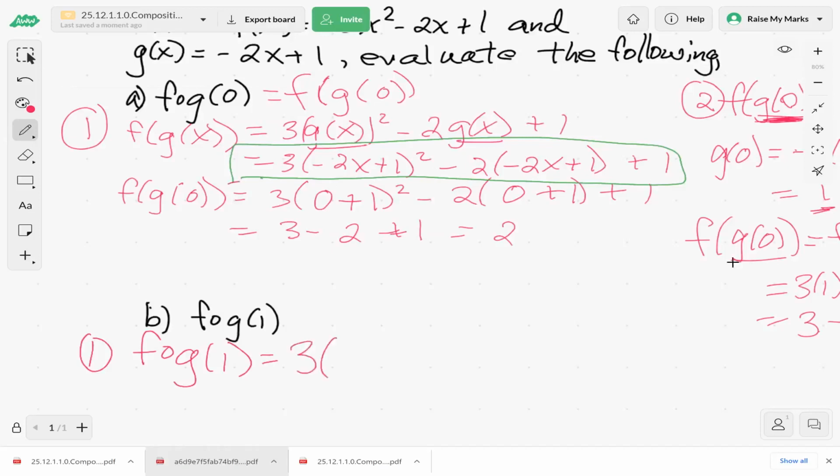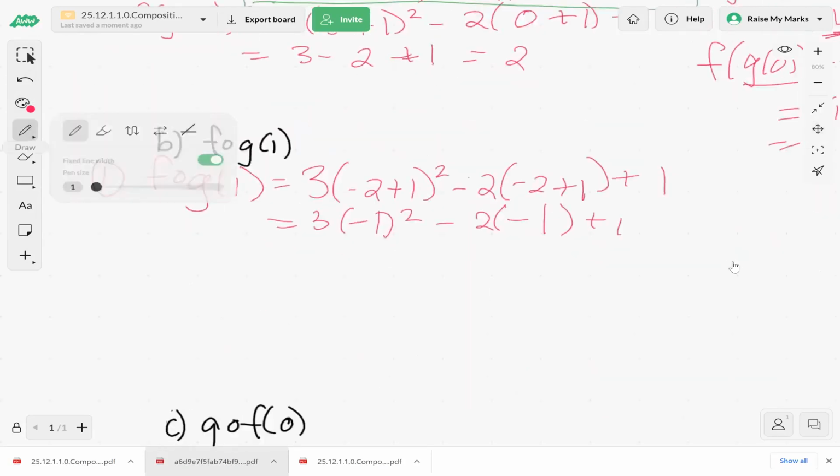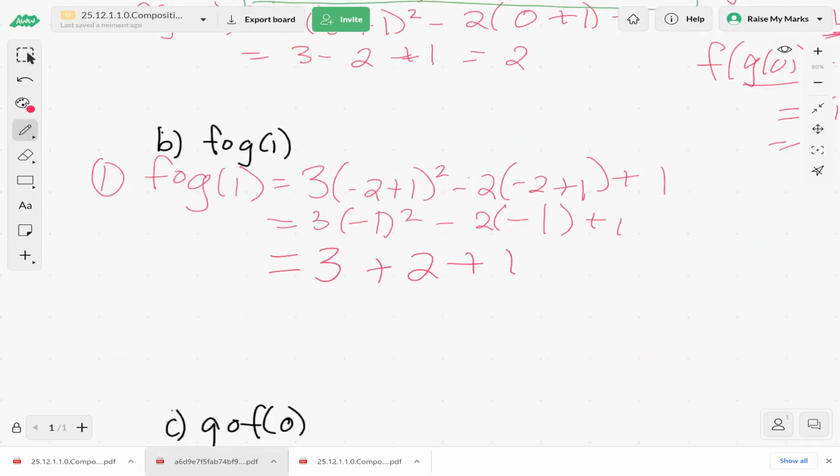So 3 times negative 2 plus 1 squared minus 2 times negative 2 plus 1. Oh, and then plus 1. We get 3, negative 2 plus 1 is negative 1 squared, minus 2 times negative 1 plus 1. All right. And what do we get? We get 3 times 1 squared, which is just 1. 3 times 1 is 3. Negative 2 times 1 is positive 2, and then plus 1. So 3 plus 2 plus 1 is 6.